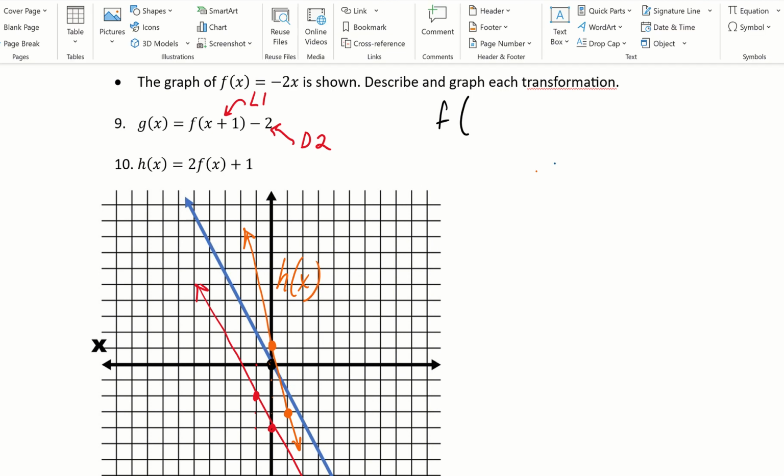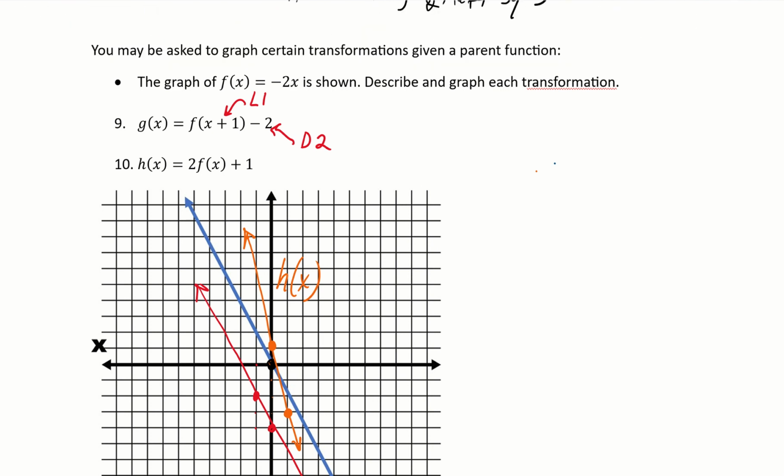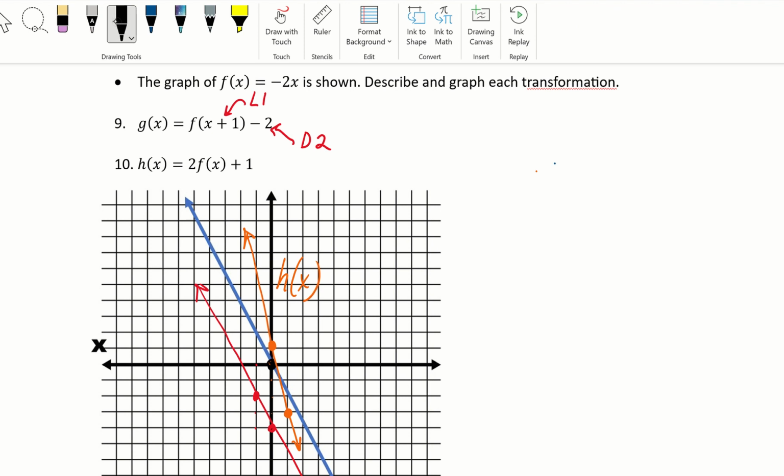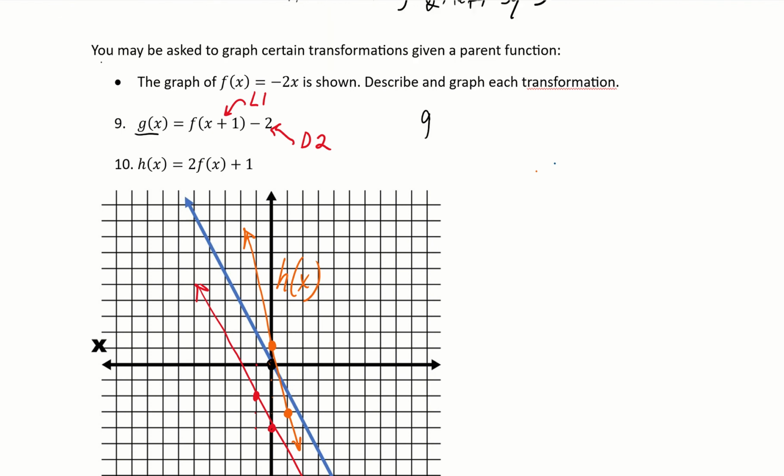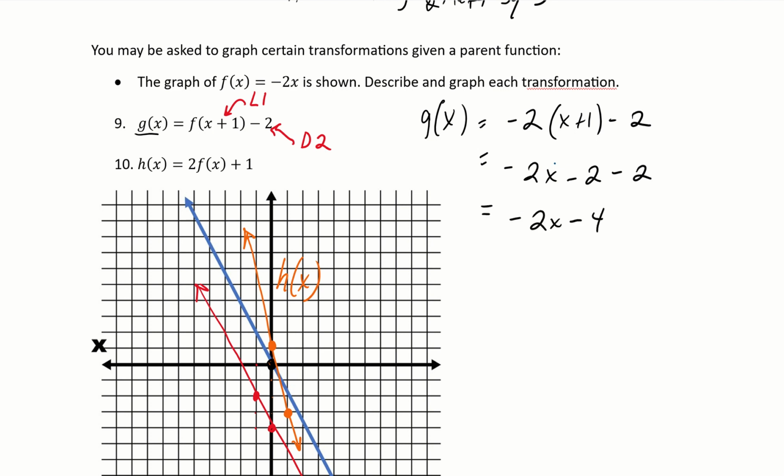Whoops. So I can say g of x, because that's what my function is here. g of x is equal to negative 2 times x plus 1, minus 2. We can distribute that negative 2 and say negative 2x minus 2 minus 2, which would be negative 2x minus 4. So that's g of x.